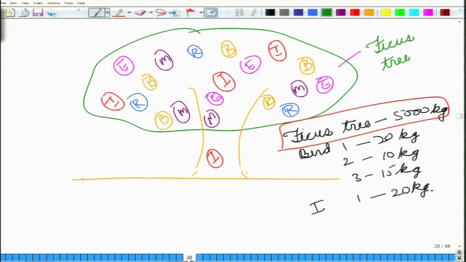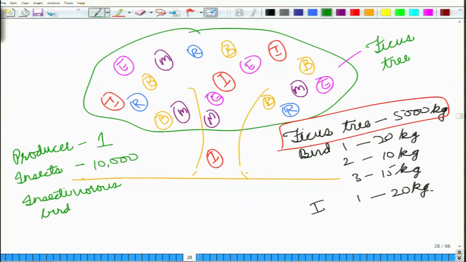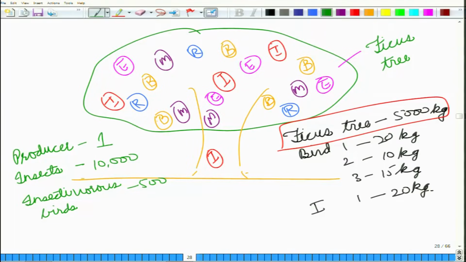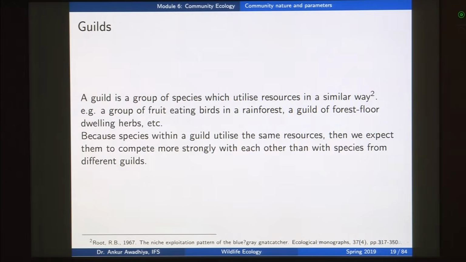in place of just looking at the number of different species, we can say that you have the producer, in this case just one, which is the ficus tree, and then we can say that the insects that are dependent on this particular tree are say 10,000, the insectivorous birds are say 500, and so on. Now, once we group these species that are utilizing similar resources together, we can bring out a much easier way of understanding the functioning of this particular community. So, this community has one producer that is supporting 10,000 organisms that are directly dependent on this particular tree, and which are further supporting 500 insectivorous birds that are dependent on these particular insects. So, the concept of guild enables us to simplify the understanding of the working of the community.